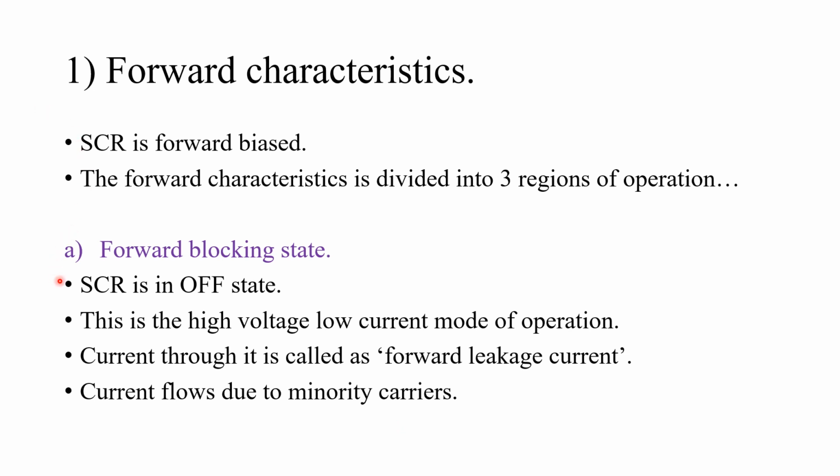So as discussed earlier, in the forward blocking mode, our SCR is off. It's in the off state, and this is the high voltage mode. Here the voltage is high whereas current is low. The current that's flowing in this state is called forward leakage current. And the current that flows is due to minority carriers.